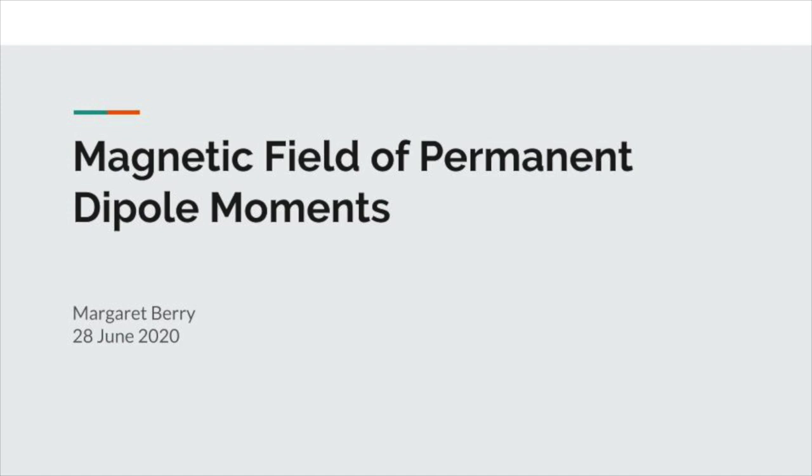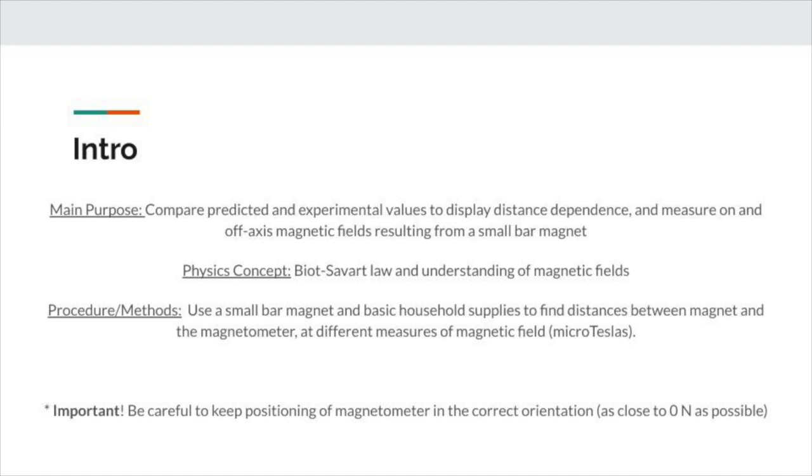This is my Lab 3 for the magnetic field of permanent dipole moments. The purpose of this experiment is to compare predicted and experimental values of magnetic field in order to display the distance dependence and also measure on and off-axis magnetic fields resulting from a small bar magnet.